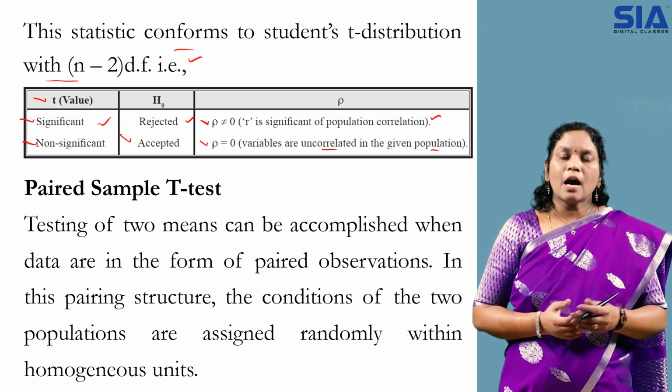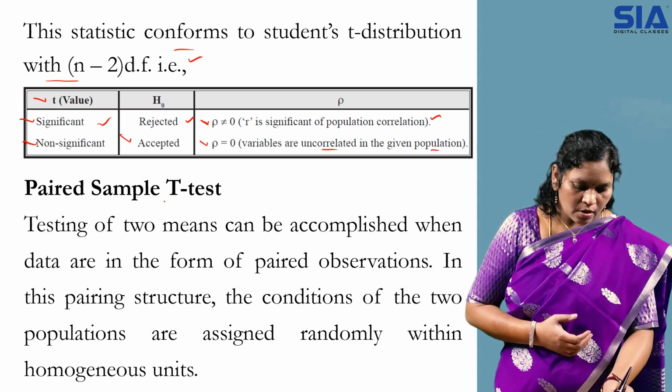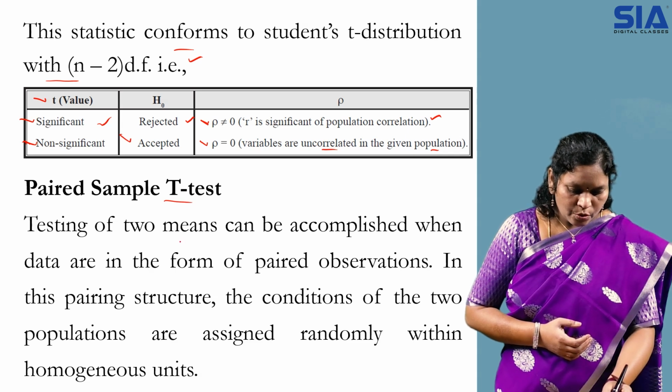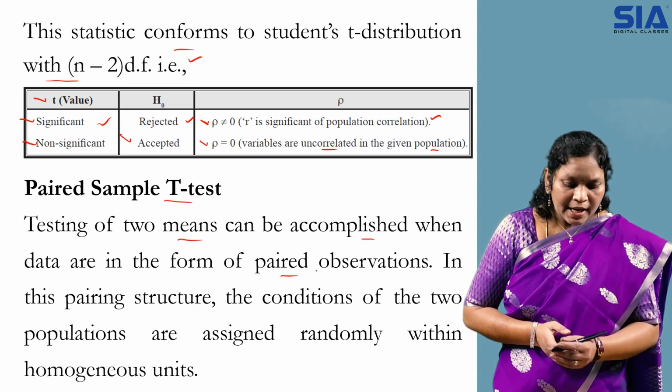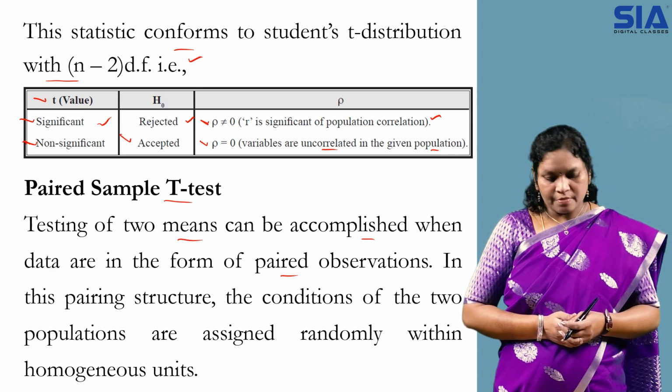Now let us check how the paired sample t-test goes on. We call it the paired t-test, so let us look at that here. Testing of two means can be accomplished when data are in the form of paired observations. So two means will be considered whenever we have paired observations.